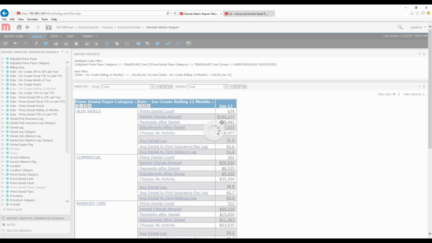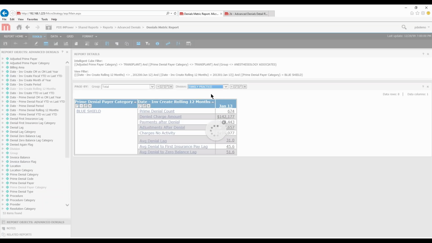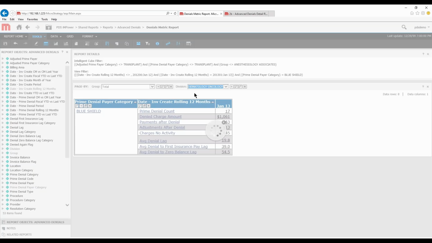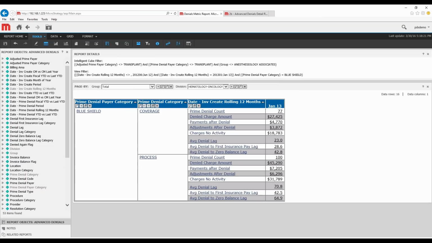So applying another filter, we can dig down into another selection. We can slice and dice and say, is there a particular division where this occurred? Did it happen in family practice? Doesn't look like the volumes are real high there. Let's look at, say, hematology. Oh, there was a significant spike in hematology. Let's pull in our denial types and look at what are the specific denials that may have been feeding into this, and you can see that there were a lot of denials that occurred in our process type denials.